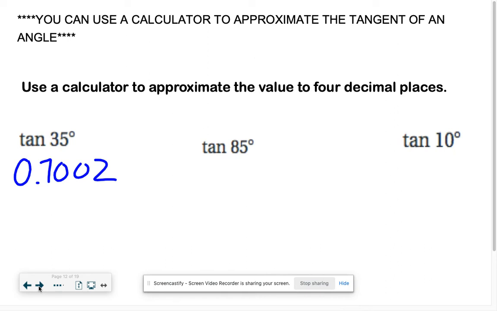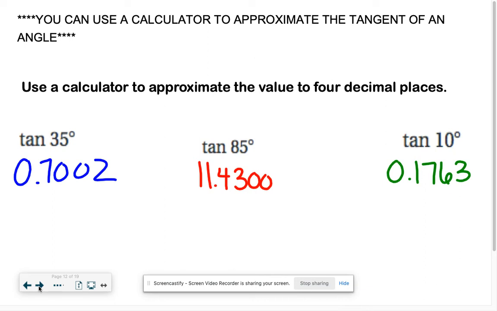Look at us go. We're killing that. We match? Yeah. Okay. Here comes the fun part.